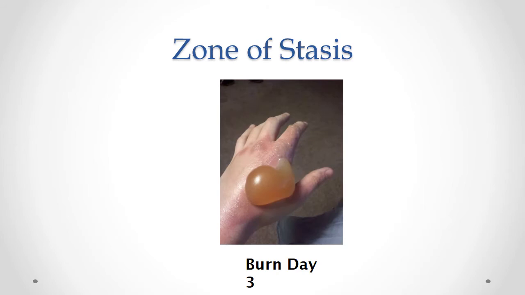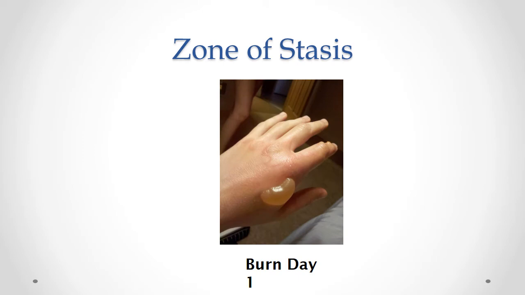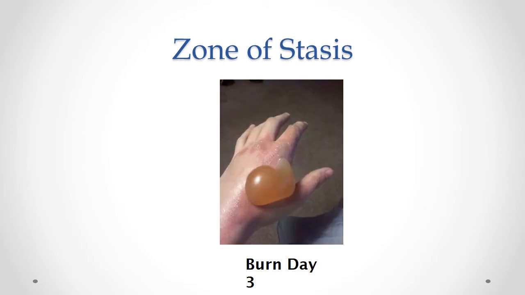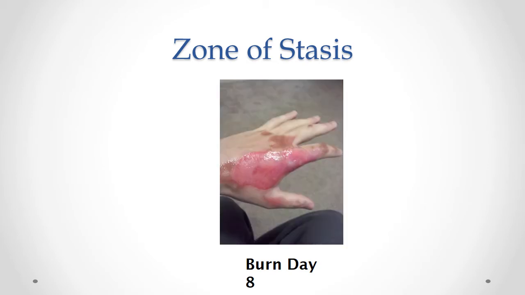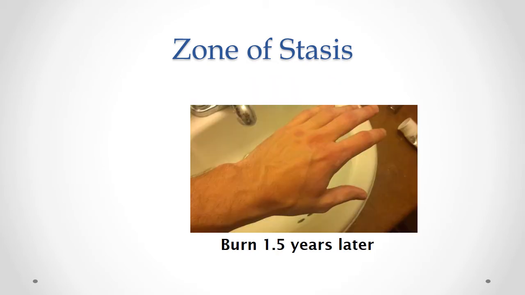So you can kind of see back to day 1, right? And then day 3, you can kind of see how that expanded. So that's what we call letting the burn declare itself, and the zone of stasis. If you were to look at that initial burn injury from day 1, you can see that it actually is larger and deeper than we initially thought.